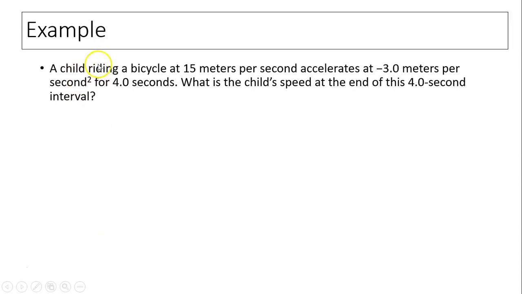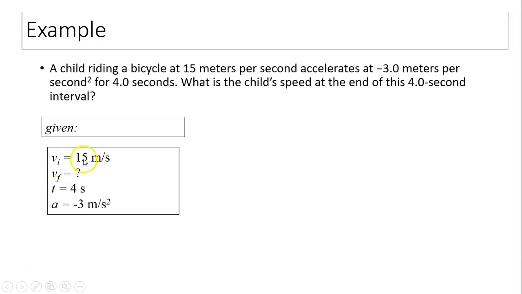Next example. A child rides a bicycle at 15 meters per second, accelerates at -3 meters per second squared for 4 seconds. What is the child's speed at the end of the 4-second interval? Write down what's given. Initial is 15 meters per second. Final is the one you need to find out. Time interval is 4 seconds, acceleration is -3 meters per second squared.